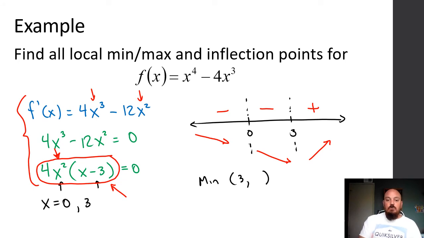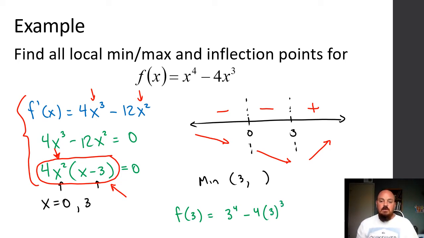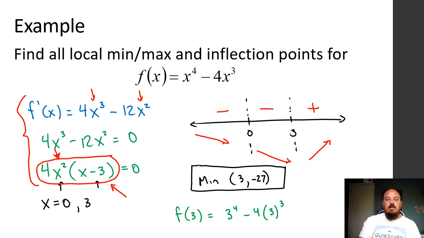If I go back to my original problem and find not f prime but f of 3, I would have 3 to the 4th minus 4 times 3 cubed, and that would be, let's see, what is that, 81 minus 108, so it's going to be negative, let's see, negative 27. I think that's right. So we get a minimum at 3 comma negative 27. Now remember, that wasn't new for today. That was actually last lesson.